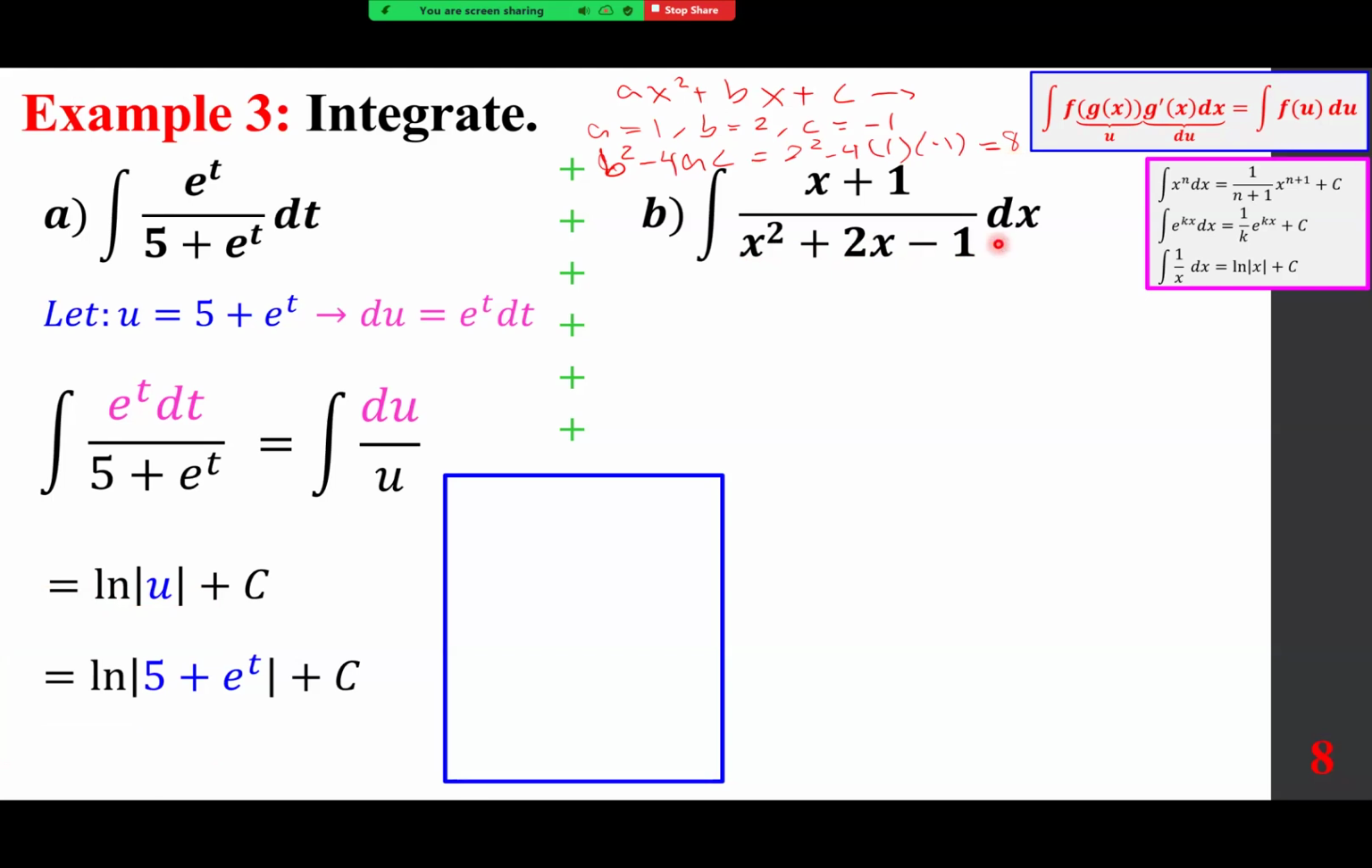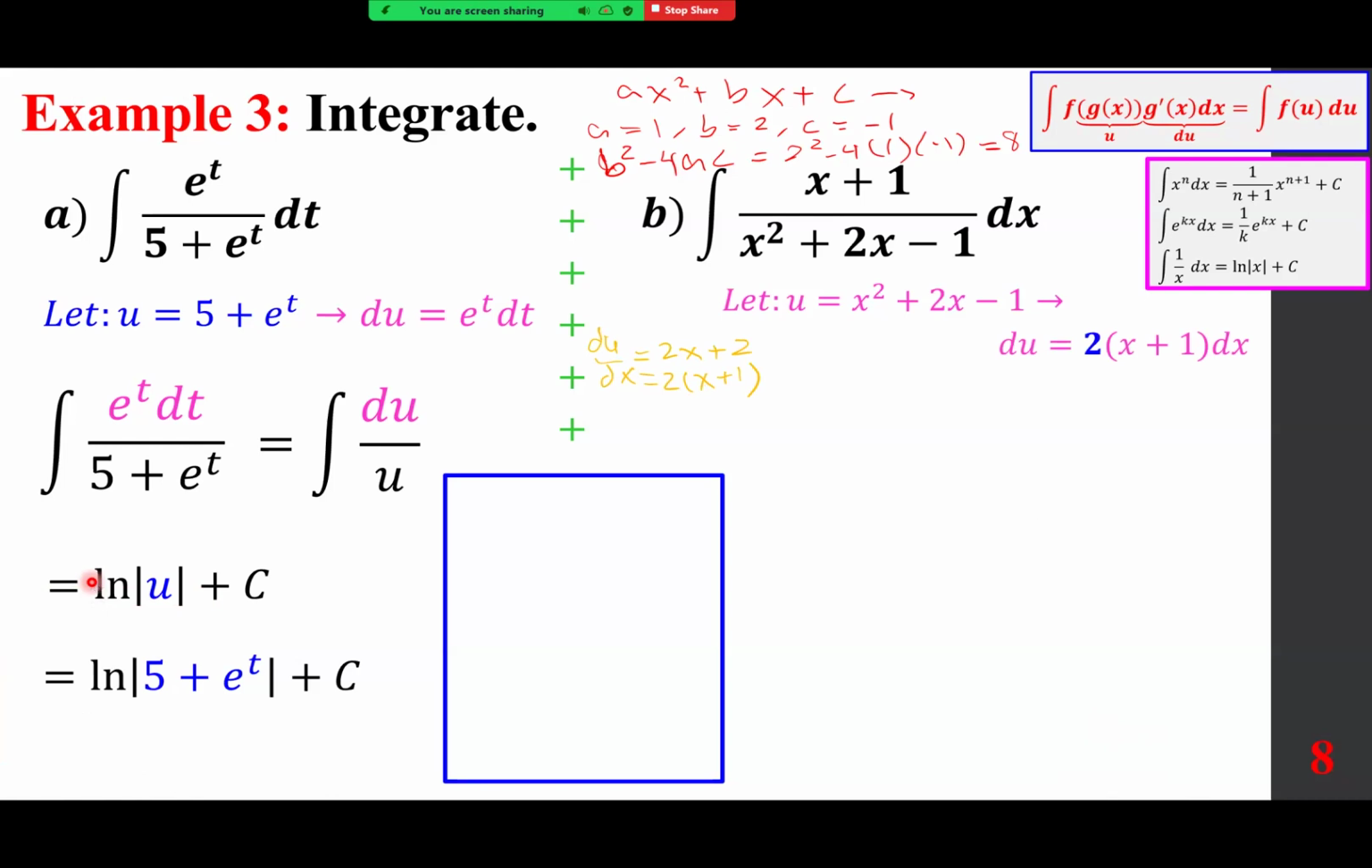By the way, even if you could factor, it should have a factor of x plus 1, otherwise it can't be simplified. So we choose the denominator as the choice of u. And notice if I differentiate that, everybody, I get 2x plus 2, which is 2 times x plus 1. And therefore du is 2 times x plus 1 dx.